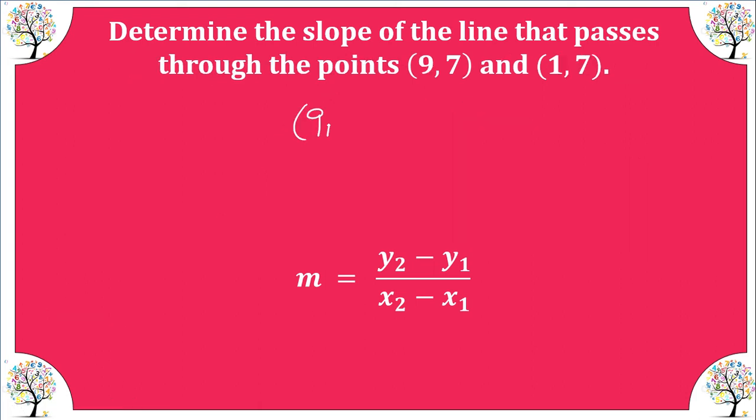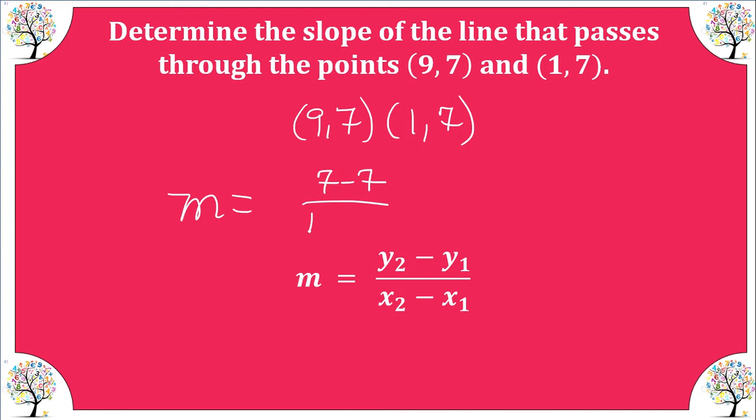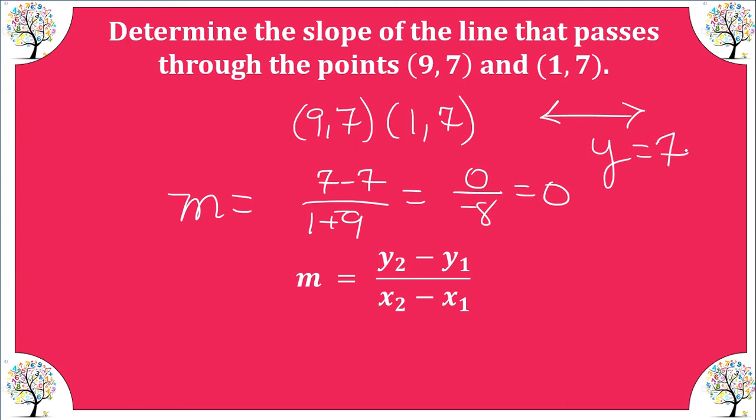Okay. And as you can see, as we are writing this, we can see that our outputs are the same, and we know that is the horizontal line, but to prove it algebraically, we have a slope of 0. So this is the horizontal line, y equals 7.